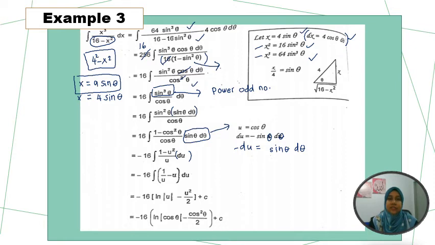So we can just simply integrate this function we have. 1 over u is ln u, this one is u squared over 2. Then we substitute back the function of u. So u equal to ln cos theta minus cos squared theta over 2.